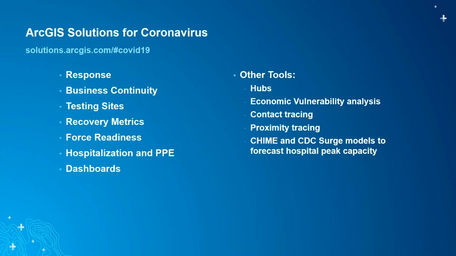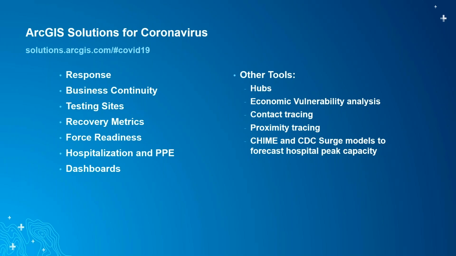ArcGIS Solutions for Coronavirus is a new set of solutions that Esri has developed. We've developed a number, starting with our response solution. In addition, though, we have solutions to support continuity of operations, location of testing sites, status of hospitalizations and PPE resources, and more. We also have resources such as the hub template for coronavirus and other tools such as models for forecasting hospital peak capacity, as demonstrated by Calvin earlier.